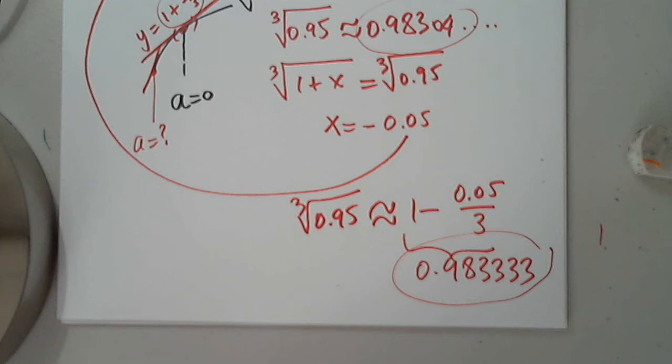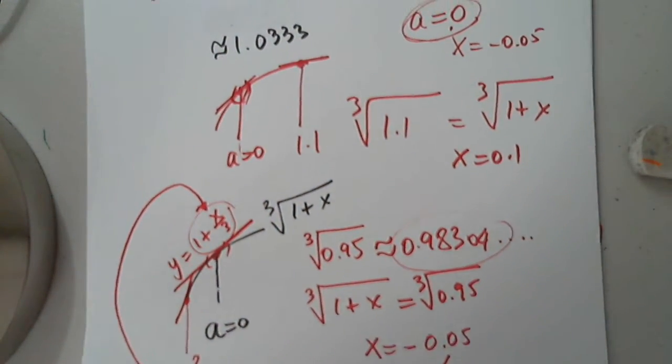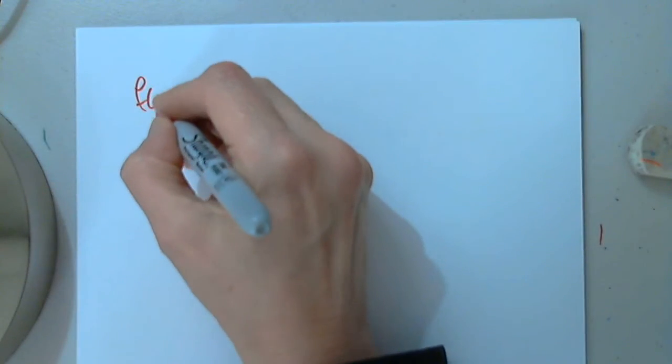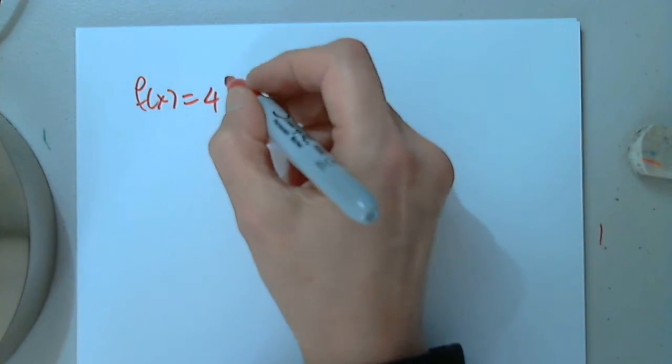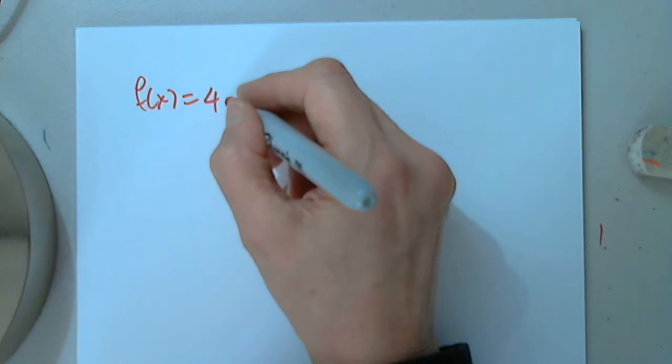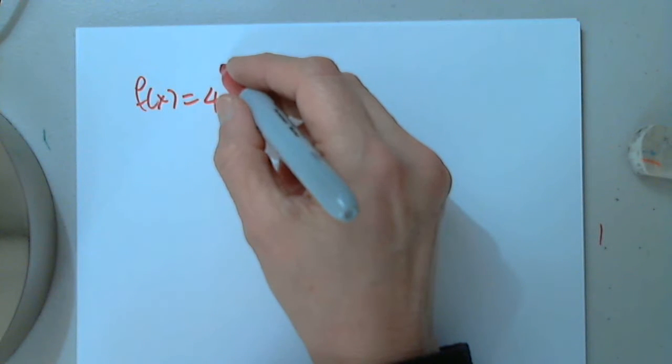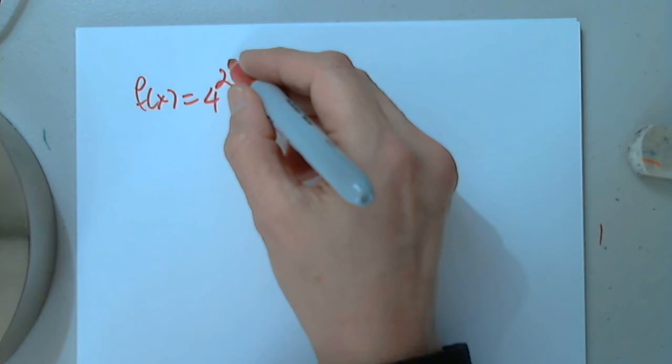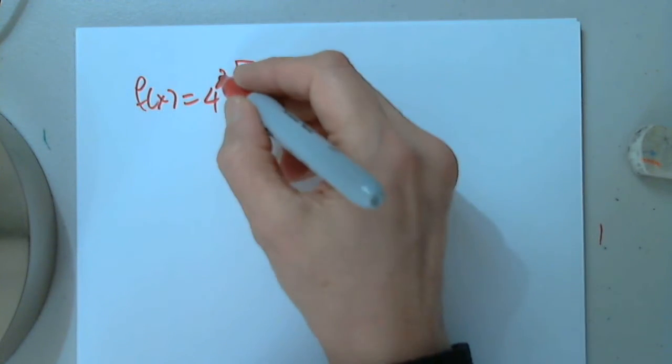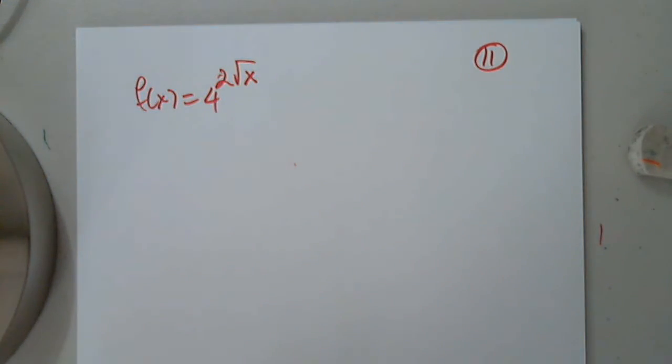Professor, I have a question. Yes? I'm not sure where it's from. I just have on my notebook that I was struggling with it. That's fine. It's f of x equals 4 raised to the power of 2 square root of x. Like this? Yes. Okay, so we want to differentiate this?